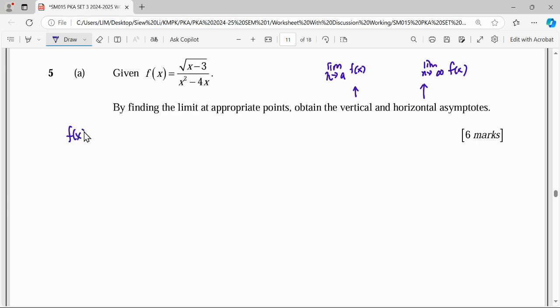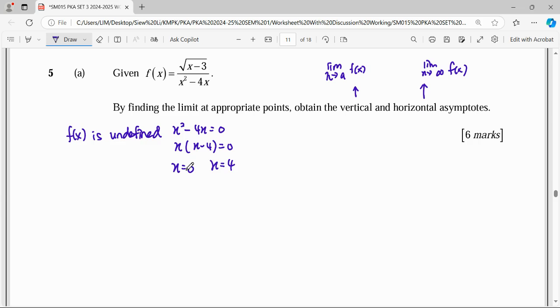So the function is undefined because this function is rational, function pecahan. Kalau pecahan, it will be undefined when the denominator equals 0. Therefore, it is undefined when x squared minus 4x equals 0. So, factorize, we can find two values. One is x equals 0, another one is x equals 4. So, we can analyze the limit for x approaches 4 for the function and the limit for x approaches 0.